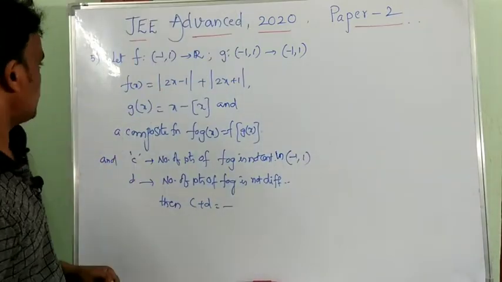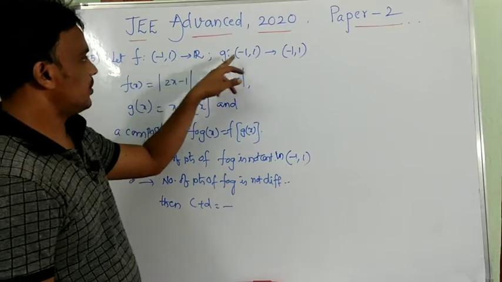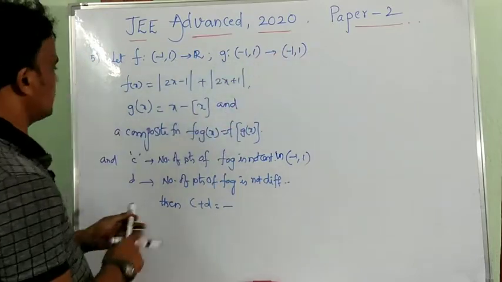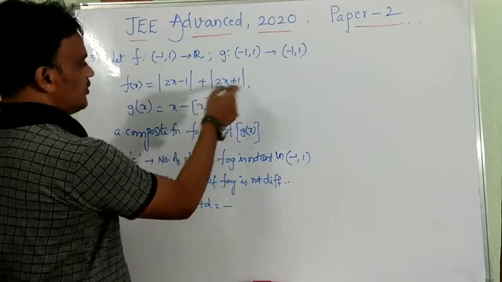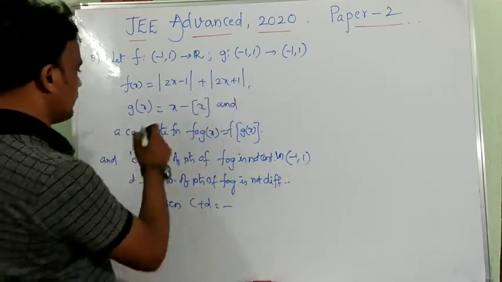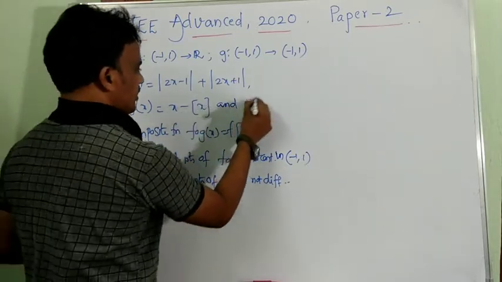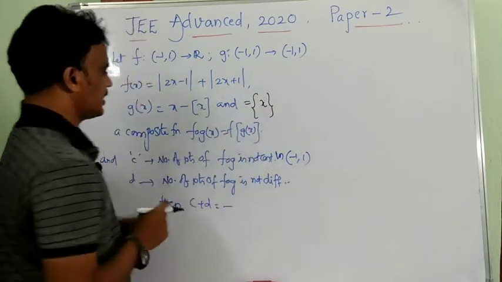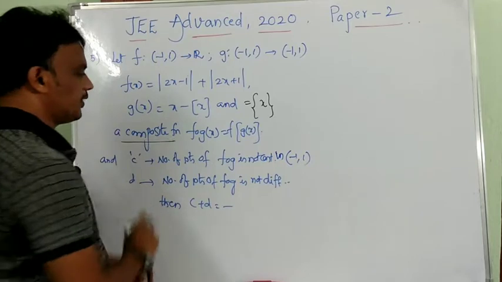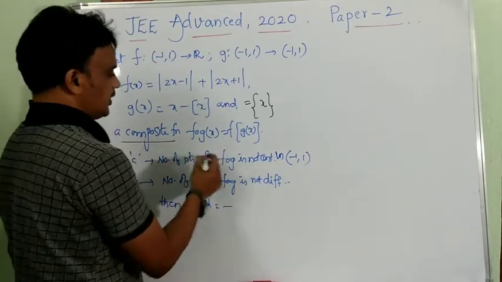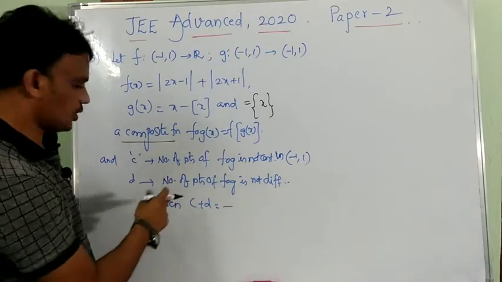Coming to the next problem. F is defined from minus 1 to 1 to R, and g from minus 1 to 1 to minus 1 to 1. They are defined like this. F of x equals modulus of 2x minus 1 plus modulus of 2x plus 1. And g of x is x minus the greatest integer function of x, which is the fractional part of x. A composite function f circle g of x is equal to f of g of x. And they are asking two questions.